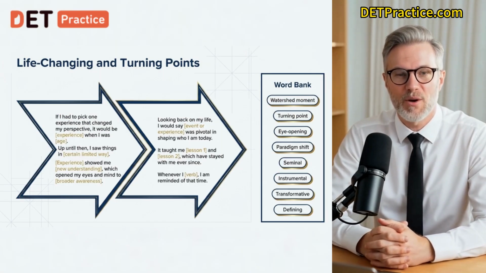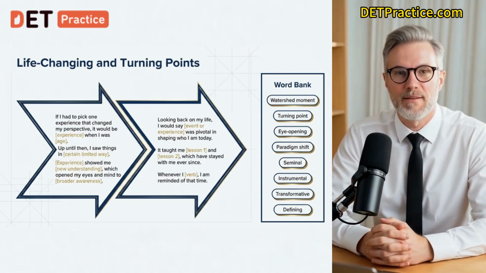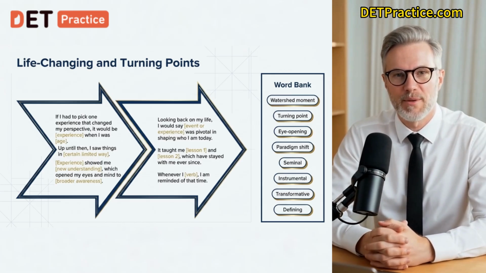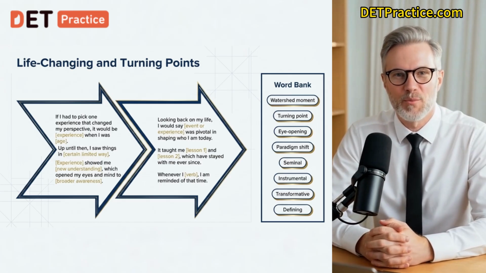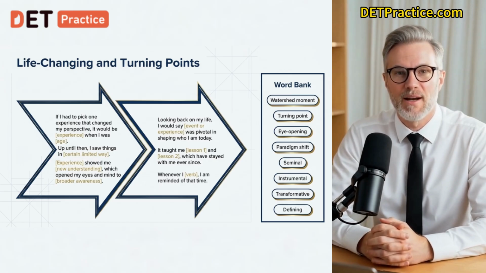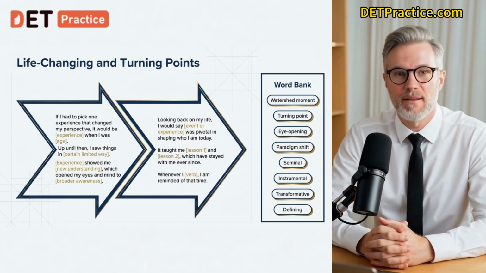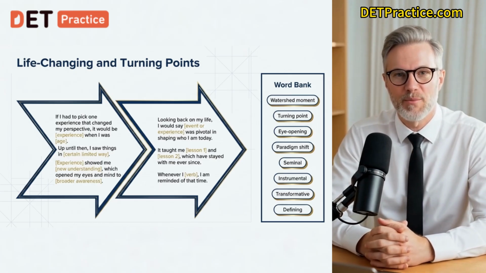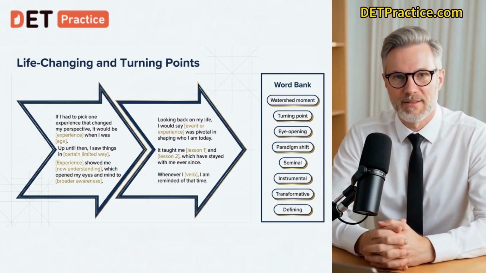Template 7. Talking about a life-changing event. You can say, looking back on my life, I would say event or experience was pivotal in shaping who I am today. It taught me lesson 1 and lesson 2, which have stayed with me ever since. Whenever I take a certain action, I am reminded of that time. Useful expressions include seminal, instrumental, transformative, and defining. This is great for questions about personal growth and important moments.